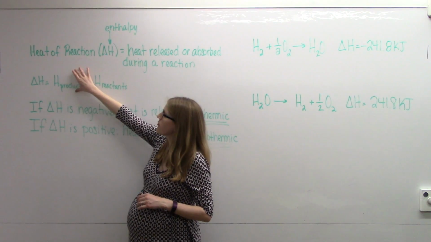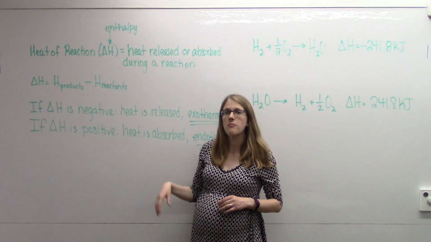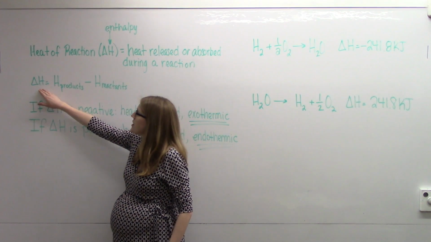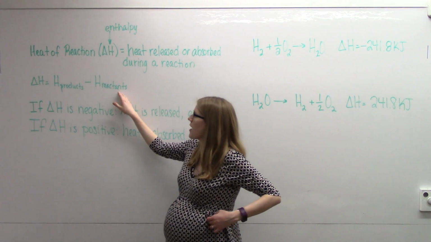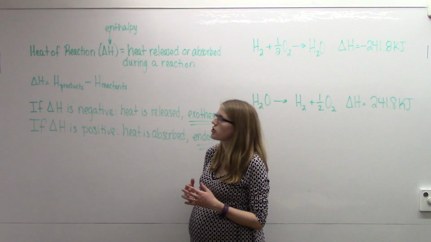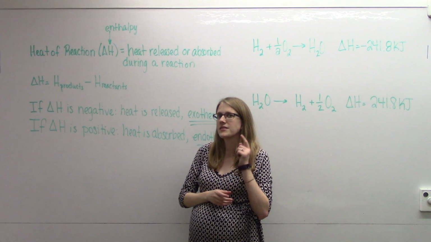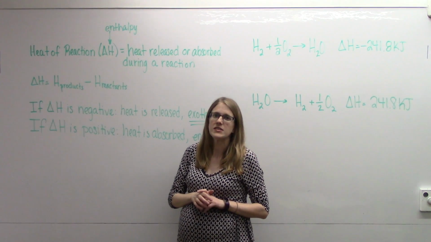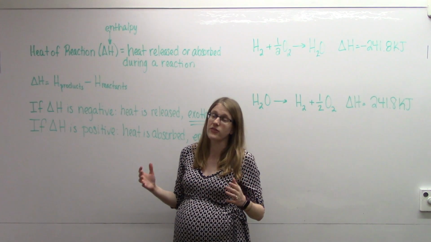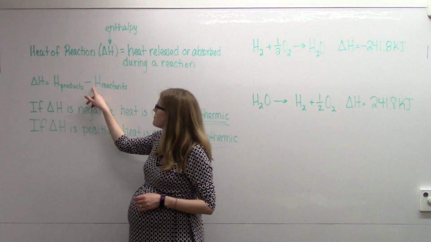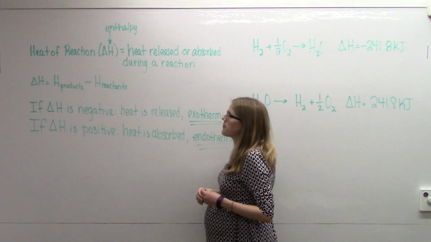Now, here's the formula for it, but you're not going to do any math. You do have to be able to recognize this formula, though. So the change in heat is the products minus the reactants. Notice this is very similar to the change in temperature. Final minus initial. Oh, I think that's coming soon. So when you do specific heat calculations, you're going to see that that's very similar. Final minus initial is the change. So the products minus the reactants is your change in enthalpy.